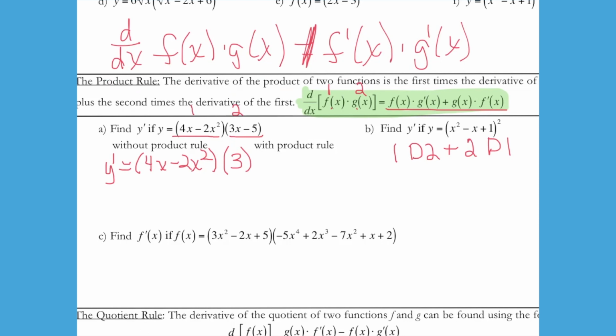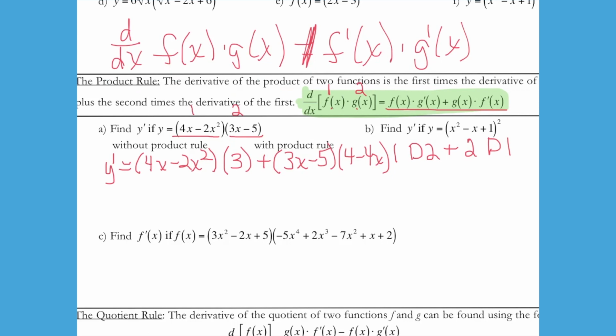And then it says we have to add. The pattern is 1d2 plus the second function. That means write it down. Don't do anything to it. And then take the derivative of the first function, because that's what f prime means, the derivative of the first function, and that is 4 minus 4x. And that's from all our power rule stuff that we learned yesterday.